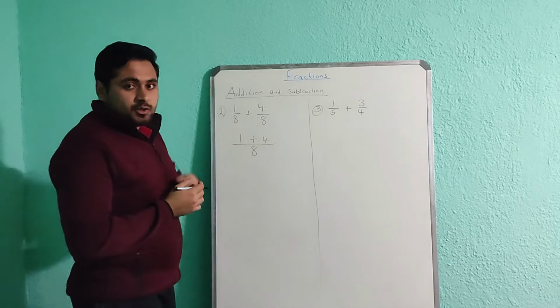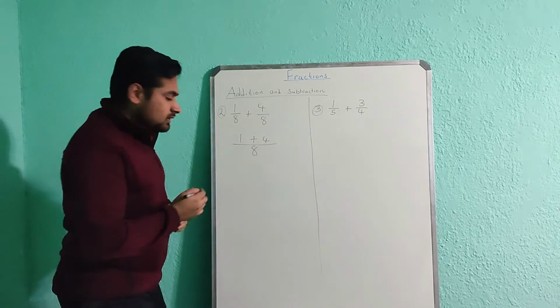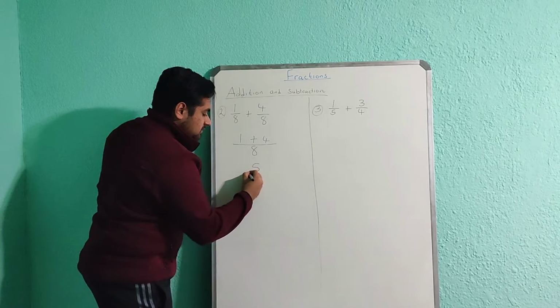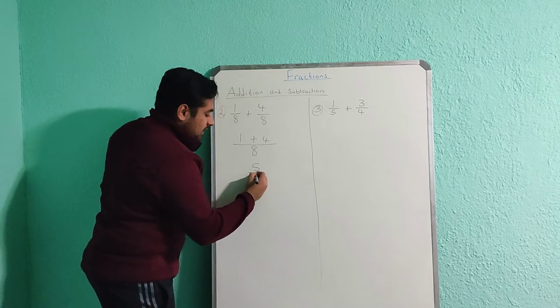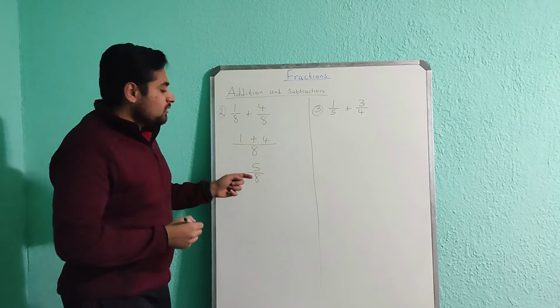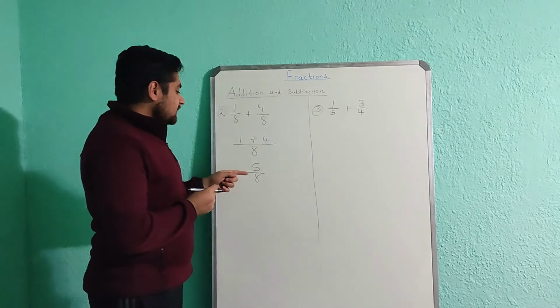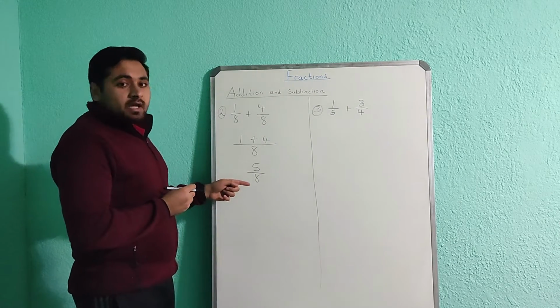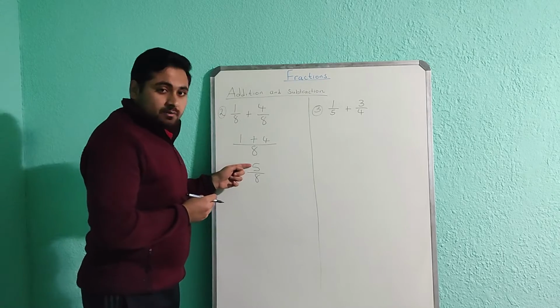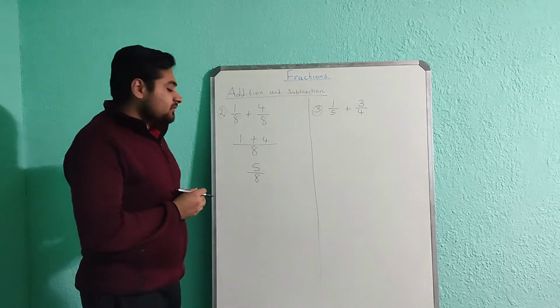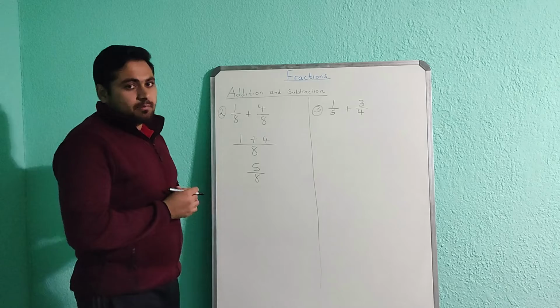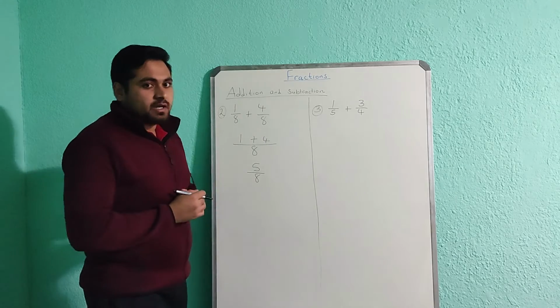So we add the numerators. What is 1 plus 4? That is 5. And the denominator was 8. So our answer is 5 over 8, and it is in the simplest form. Why? Because as you can see, 5 over 8, 5 is an odd number and 8 is an even number. Therefore, we cannot divide them. So the final answer is 5 over 8.